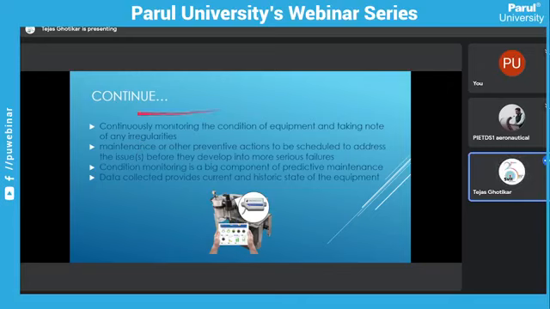So we are continuously monitoring the condition of the equipment and taking note of any irregularity, and maintenance or other preventive actions can be scheduled based on the condition. Condition monitoring is a big component of predictive maintenance. The data collected provides the current and historic state of the equipment, and based on that we can figure out what the future state will be or what the future action should be.